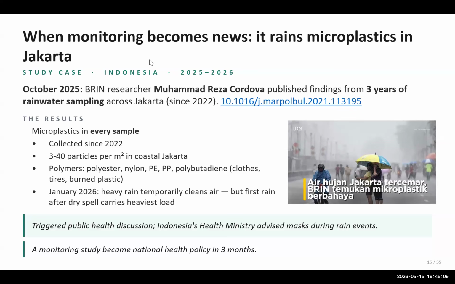And why is this study important? Because it triggered a public health discussion across Indonesia. The health ministry advised wearing masks during rain events after this study. So a monitoring study became national health policy in only a few months.